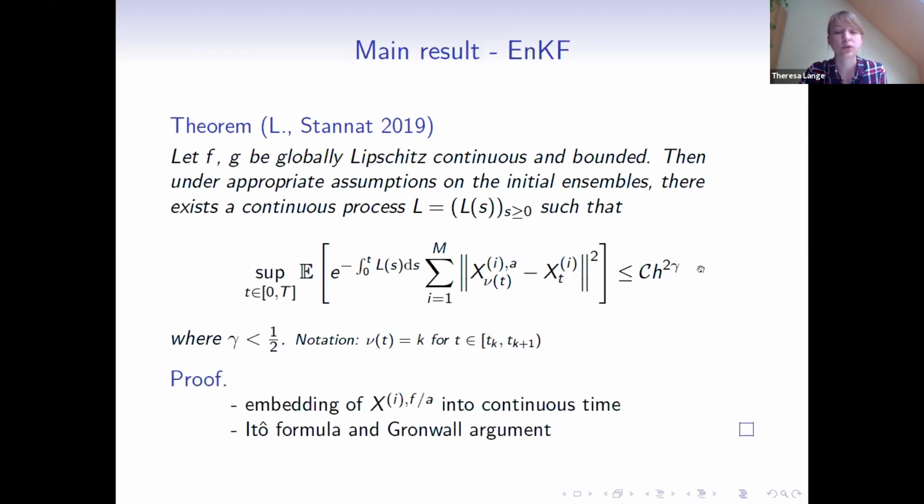So let's have a short look into the proof. What one actually does is to first embed the discrete time filter into continuous time. So in between two discretization steps, we take just the linear interpolation of the discrete time filter, and then one writes down the difference, applies Ito's formula, and finally the Gronwall argument, which is why we have this exponential term in front.